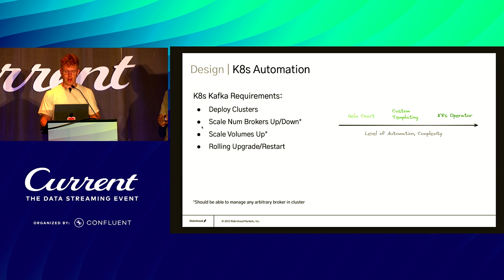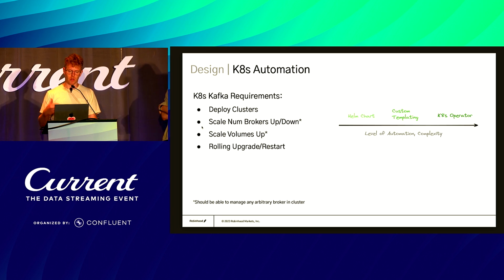And so on the left here, I boiled down exactly what requirements we needed, or the level of automation that we really needed. I think one of the biggest things was the rolling upgrade. We really wanted to automate that process with Kubernetes.